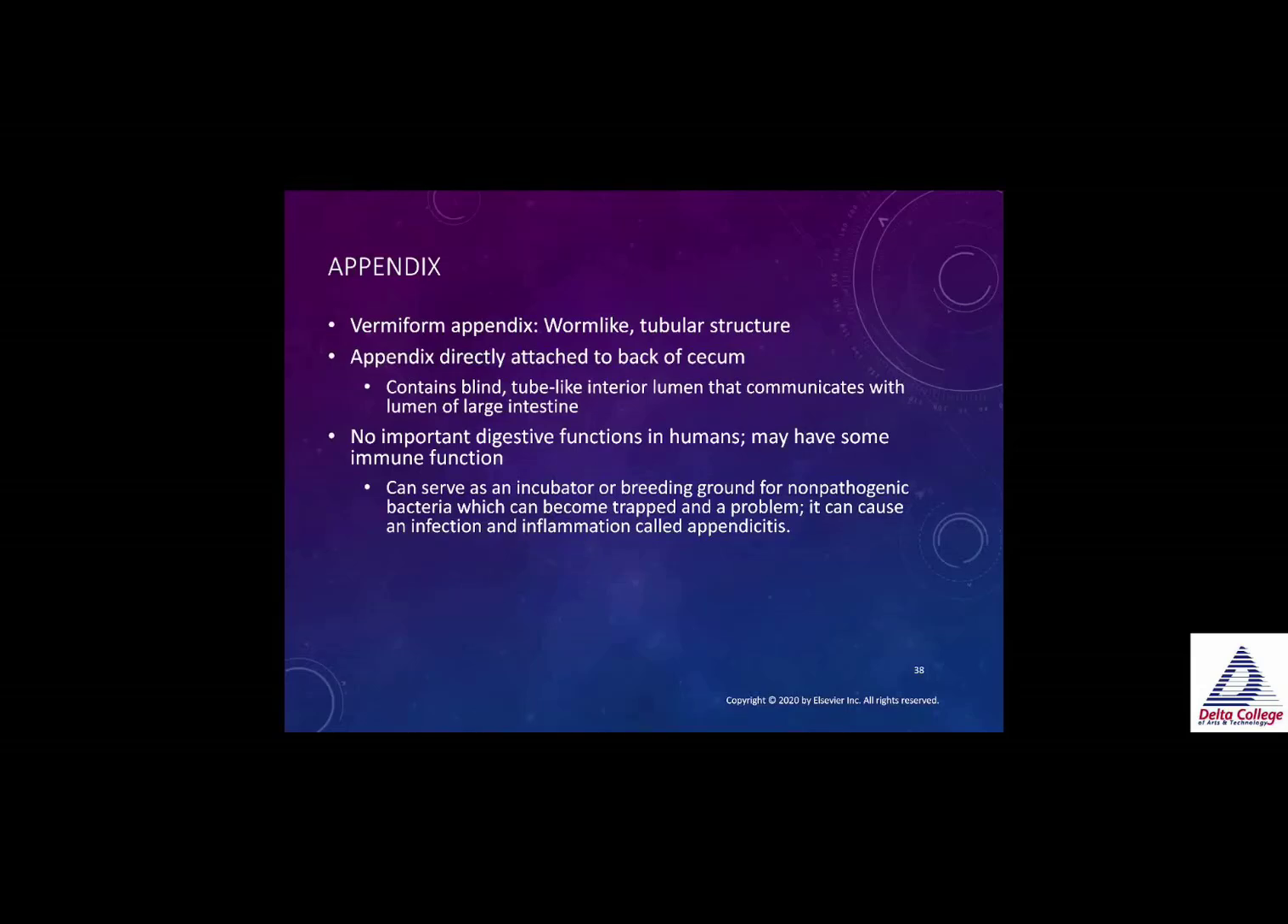Now the appendix. This is technically called the vermiform appendix. It is a worm-like tubular structure. The appendix is directly attached to the back of the cecum. It contains a blind tube-like interior lumen that communicates with the lumen of the large intestine. Now, there's no real important digestive function in humans, but studies are now saying that it might have some type of immune function for us.